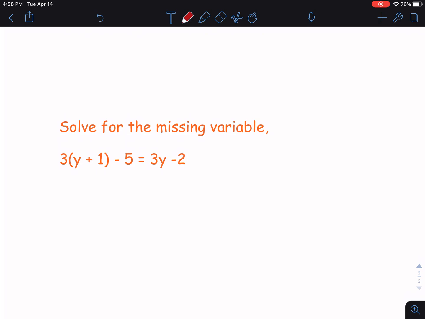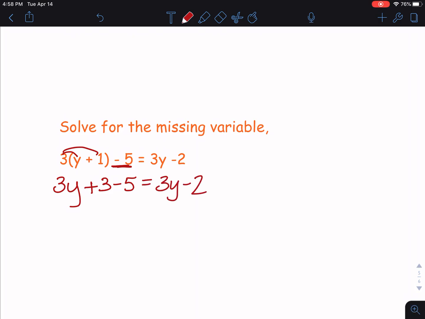In this next example, I'm going to first do the distributive property. I'm going to distribute this 3 to both terms inside the parentheses. 3 times y is just simply 3y, and 3 times a positive 1 is a positive 3. Notice how I did not distribute to this minus 5. It is not a part of the group, so it's not inside that parentheses. I'm not going to distribute the 3 to the negative 5. So I'm just going to bring it along and copy it down along with my equal to 3y minus 2.